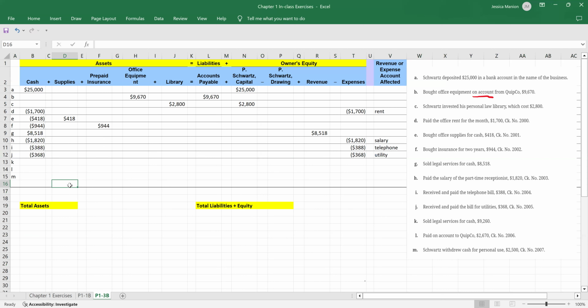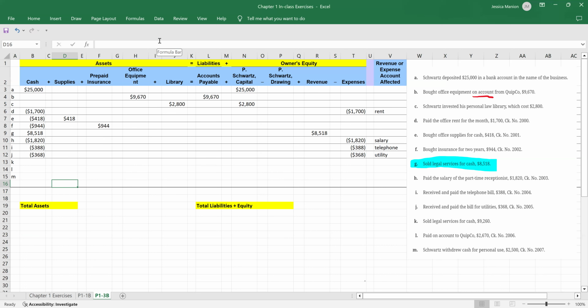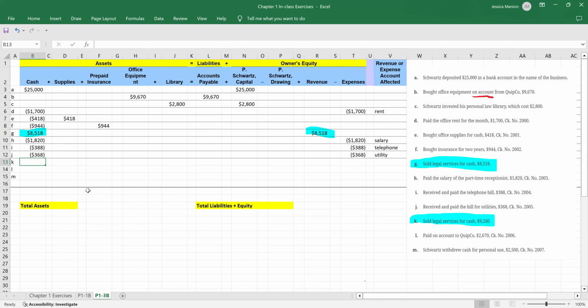Okay. Letter K is our next one. Sold legal services for cash. So remember, we did this, and let me get my highlighter out. We did this back on letter G. Okay, back on letter G, we sold legal services for cash. Here's how we handled it. We had the increase to cash. We had the increase to revenue. And now we're just doing the same thing again, right? We sold legal services for cash. So same thing again. We've got the increase to cash, 92.60. The increase to revenue, 92.60. Perfect.